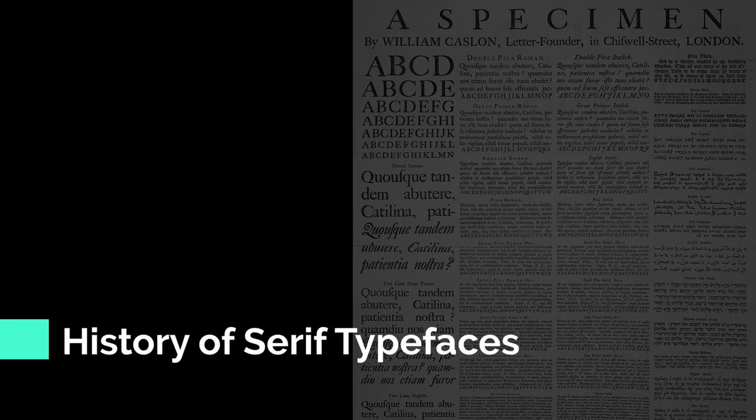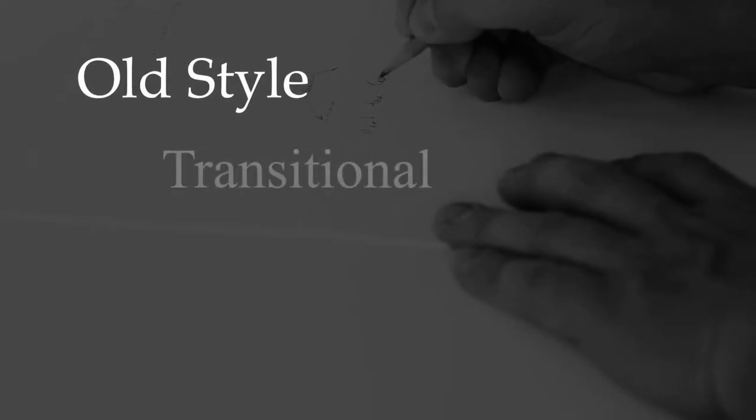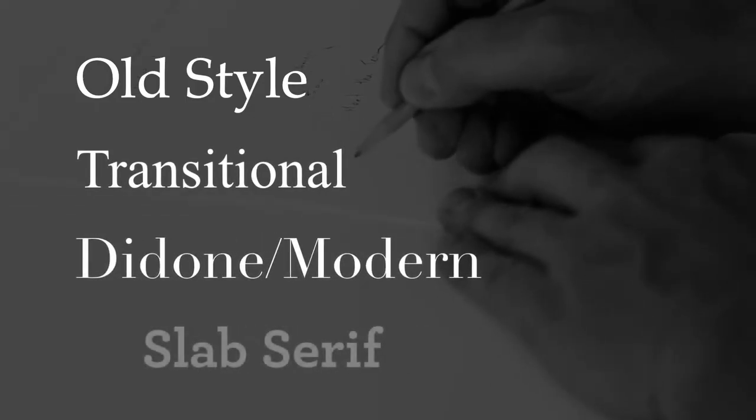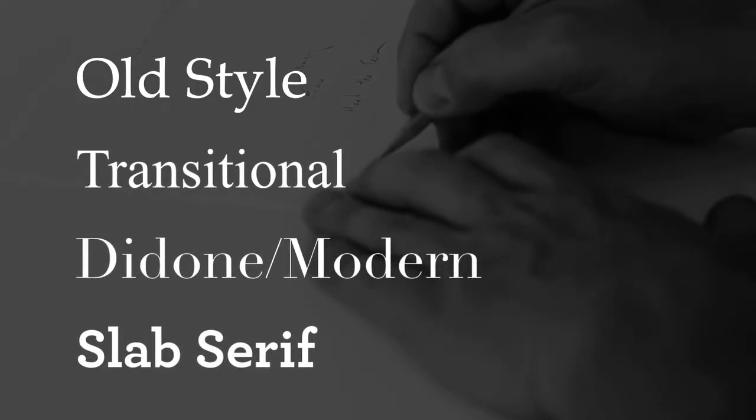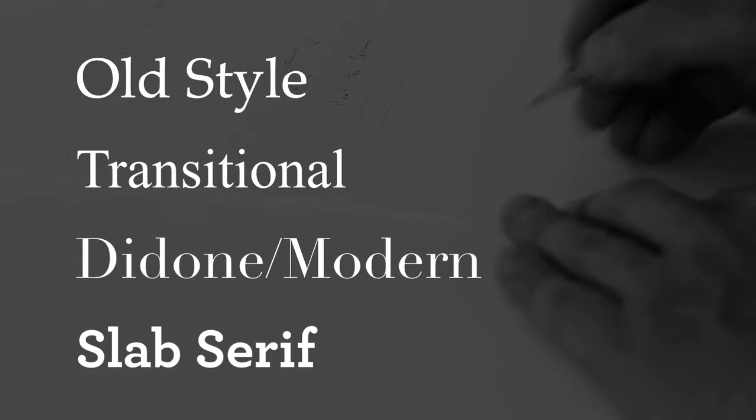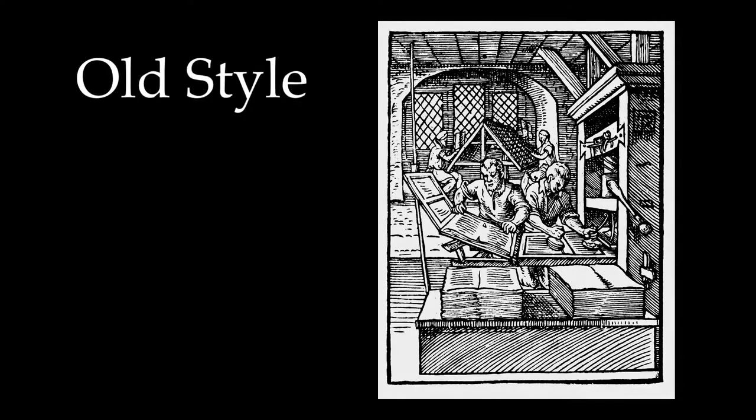To better understand this, we need to go back way in time to the first uses of serif fonts as we know them today. There are 4 main categories of serif fonts: old style, transitional, Didone, and slab serifs. These are listed in order of when they were first used in history.